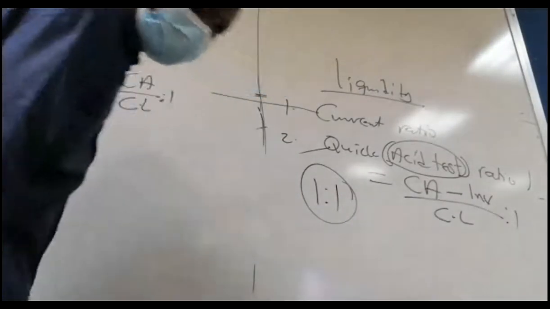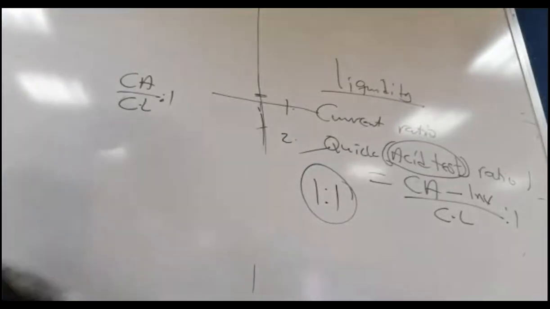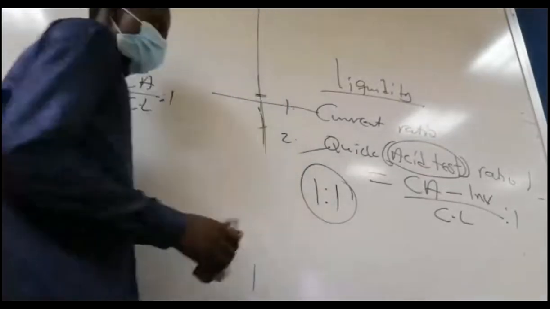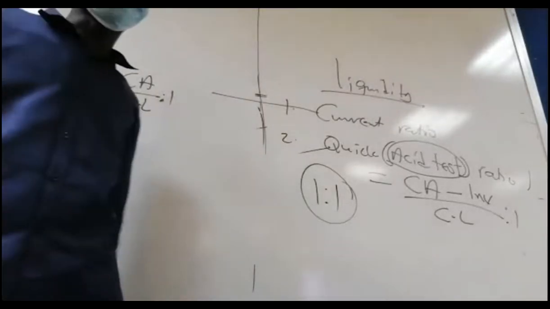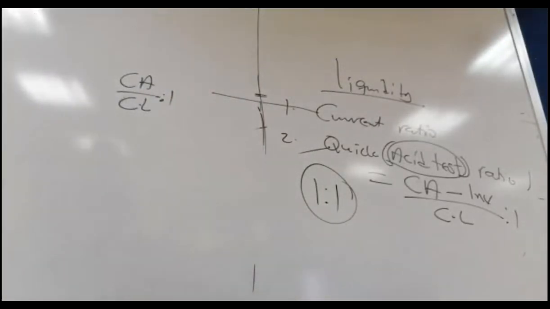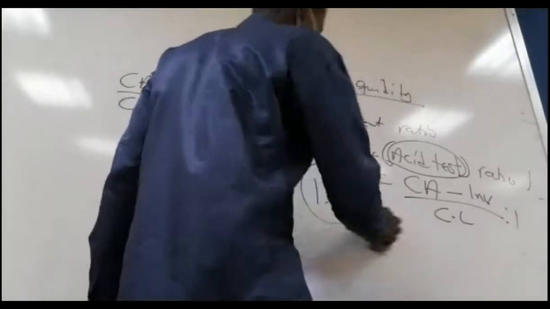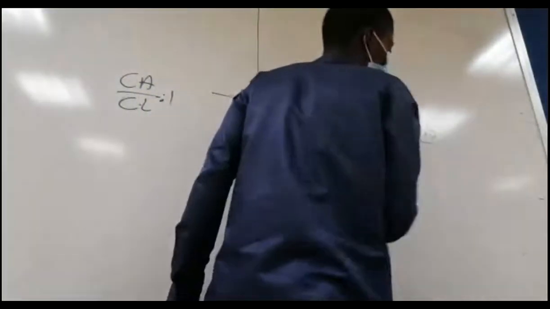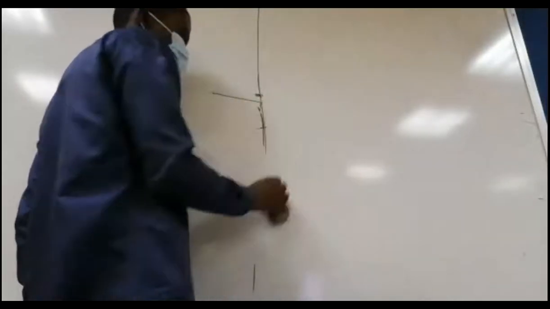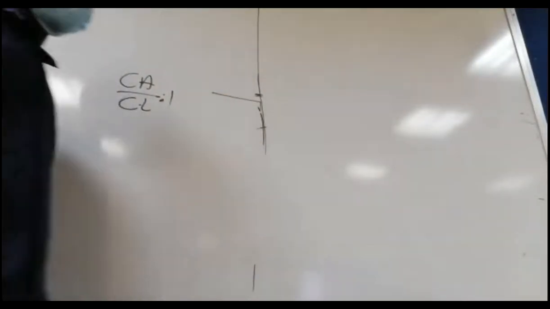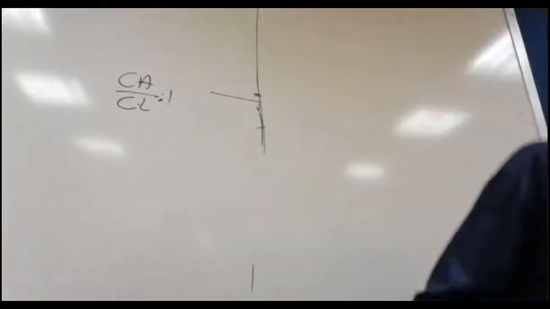Okay. Now let's go to the next set of ratios. I'll do only 4 out of the 5 ratios. Good. The next set of ratios is the efficiency or activity ratio.